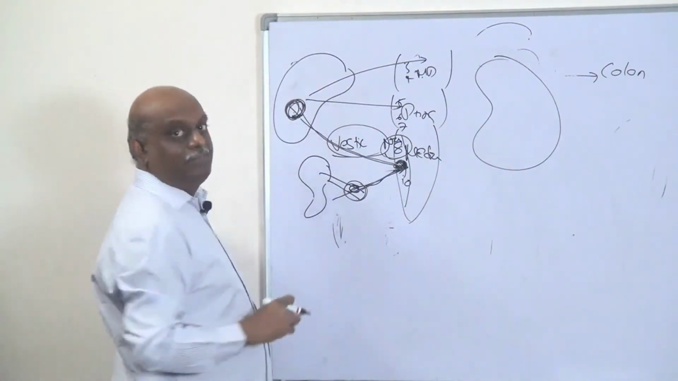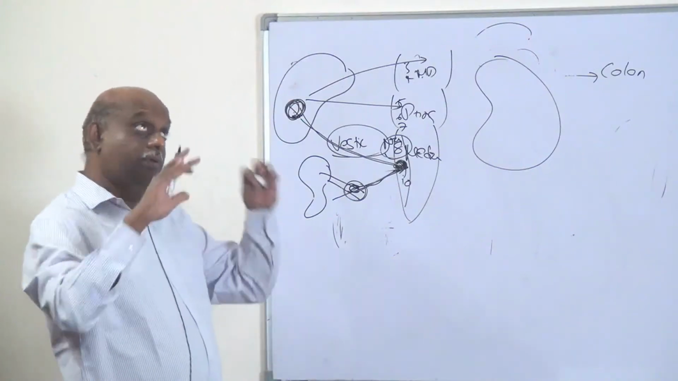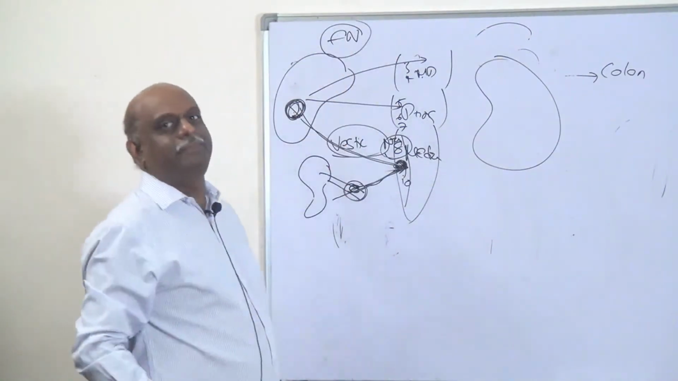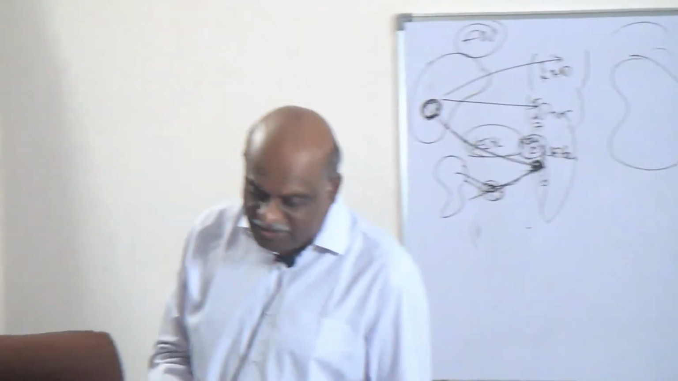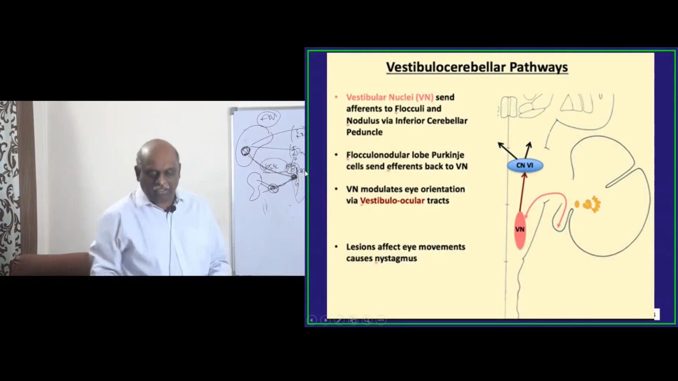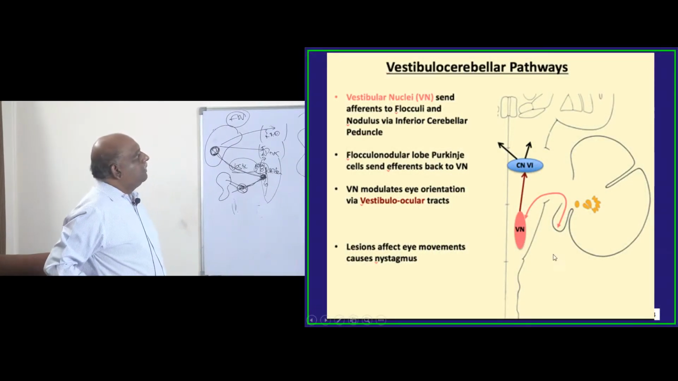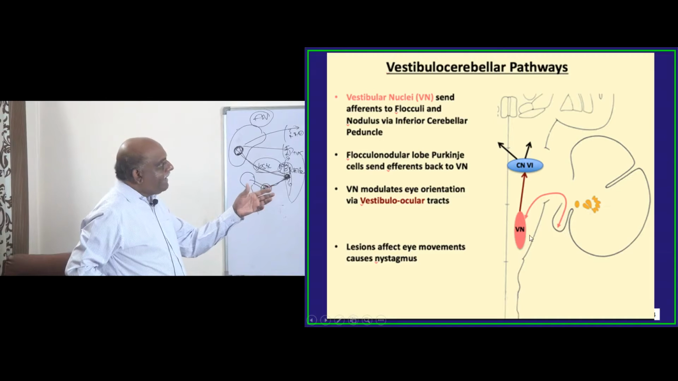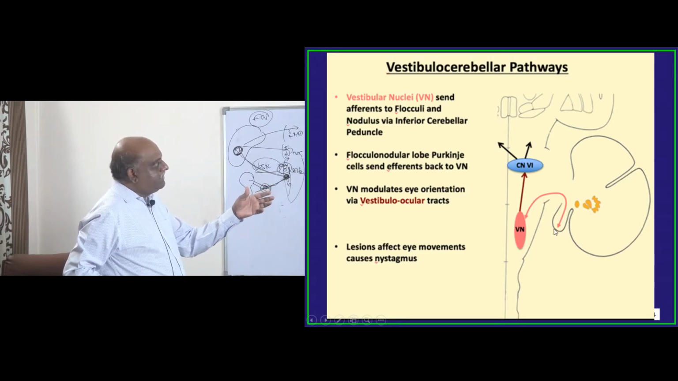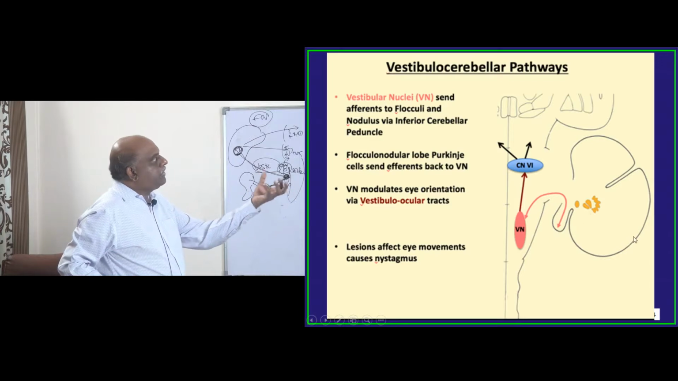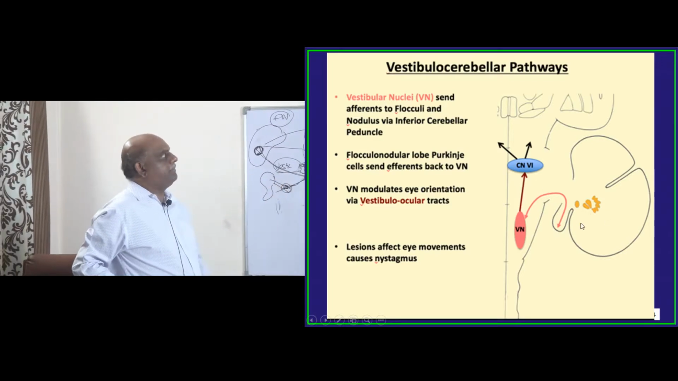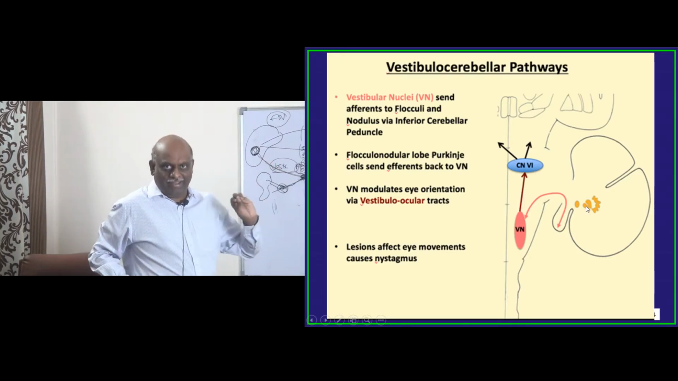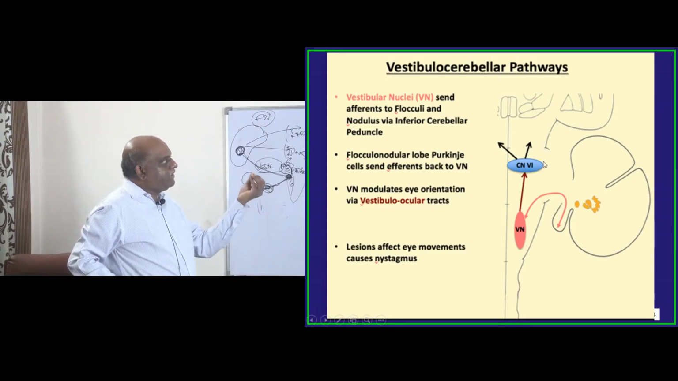So, which part of the cerebellum does it send to? Cerebellum also has got different components. Flocculo-nodular lobe of the cerebellum is the one which receives that information, is what you have to basically remember. So, the vestibular nuclei, they send the afferents to the flocculo-nodular lobe via inferior cerebellar peduncle. In the flocculo-nodular lobe, the Purkinje cells are there. They send the efferents back to the vestibular nucleus.